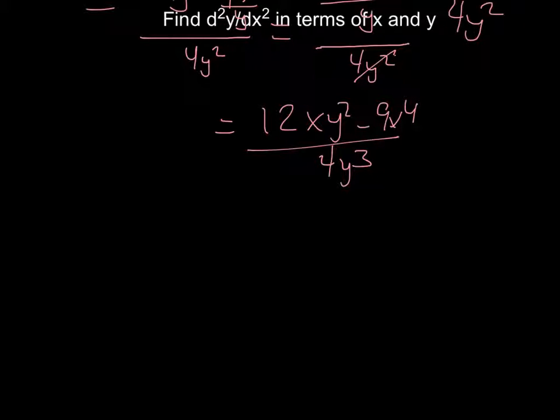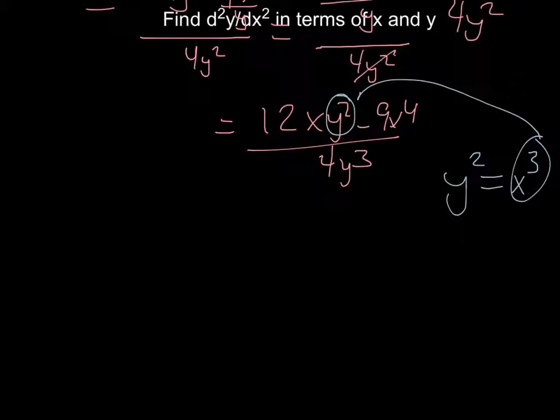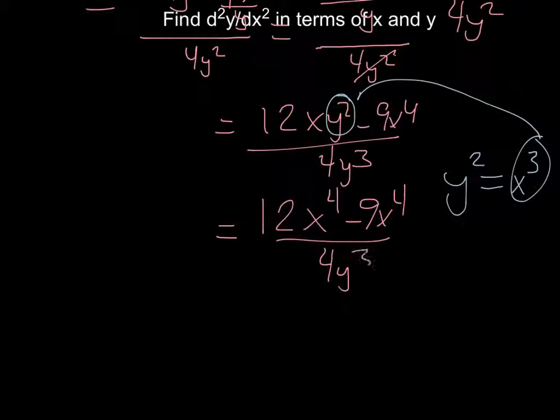But that's actually not all that there is to this problem, because if we recall, we were given initially that y squared equals x cubed. So now we can use that fact and substitute, for instance, y squared is x cubed. So when I make that substitution, I'm going to get 12x to the 4th minus 9x to the 4th over 4y cubed. And I can combine like terms in the numerator, 3x to the 4th over 4y cubed.